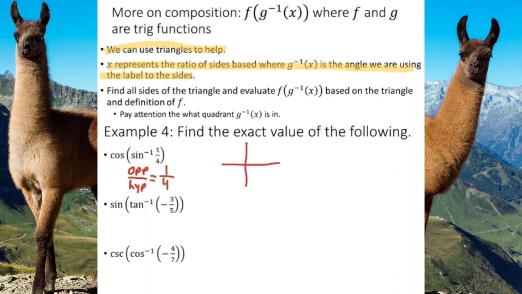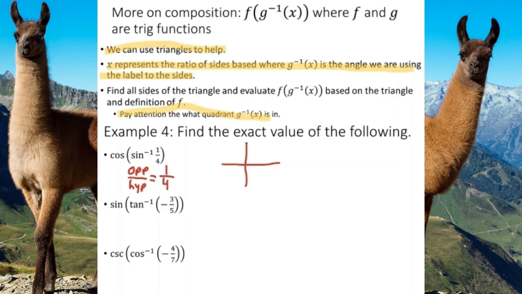I do want to think about quadrants at the same time. So we do want to pay attention to the quadrant that g inverse of x will be in. Since we're evaluating sine inverse of 1/4 first, that means the angle that sine inverse of 1/4 represents would be in quadrant 1 or quadrant 4 because of the range of sine inverse.